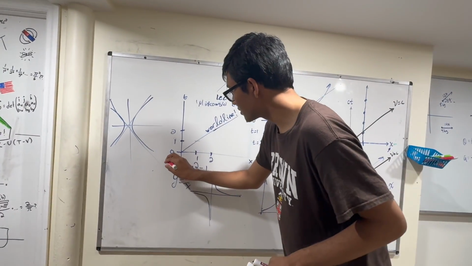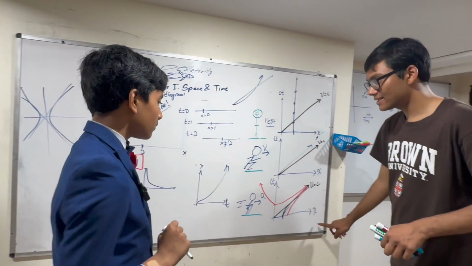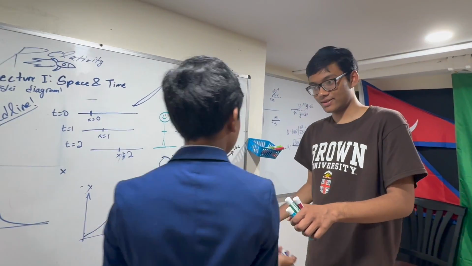Now take this equation for a hyperbola. What is my x-axis here? Well, the x-axis is just x, right?